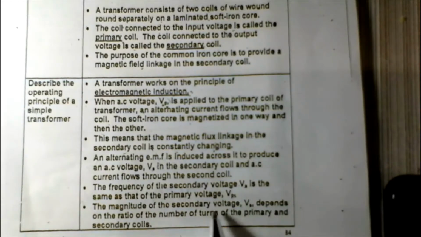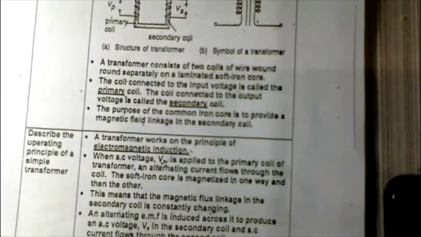The magnitude of the secondary voltage, that is Vs, depends on the ratio of the number of turns of the primary and secondary coil. As we know, the factors that affect induced current or induced EMF are stated by Faraday's law. It states that one of the factors is the number of turns of the coil. The more the number of turns of the coil, the more magnetic field lines will be cut, thus producing a larger induced EMF or induced current. Okay, we continue on the next page.